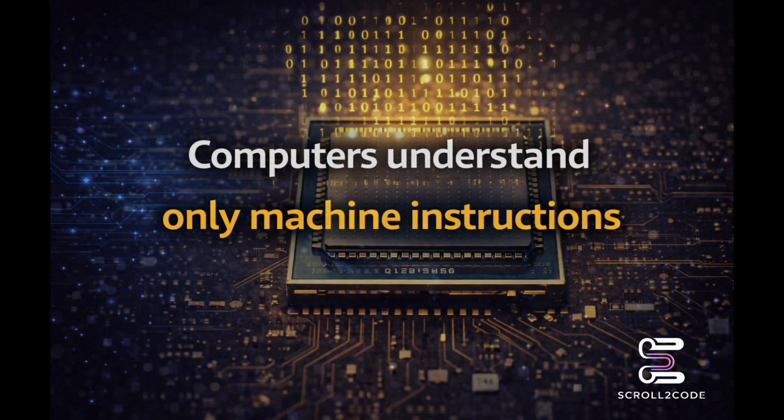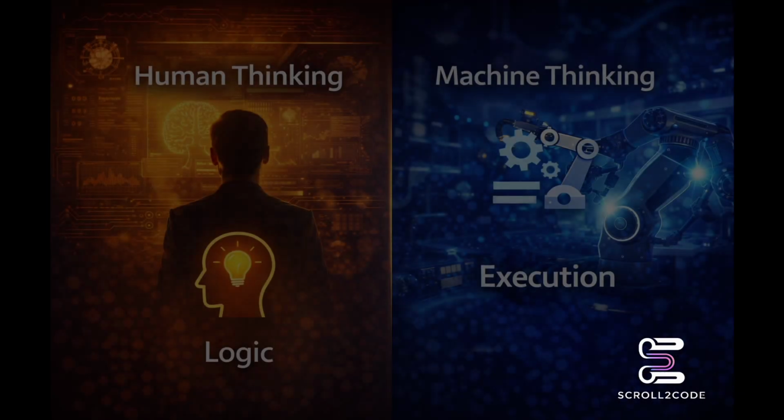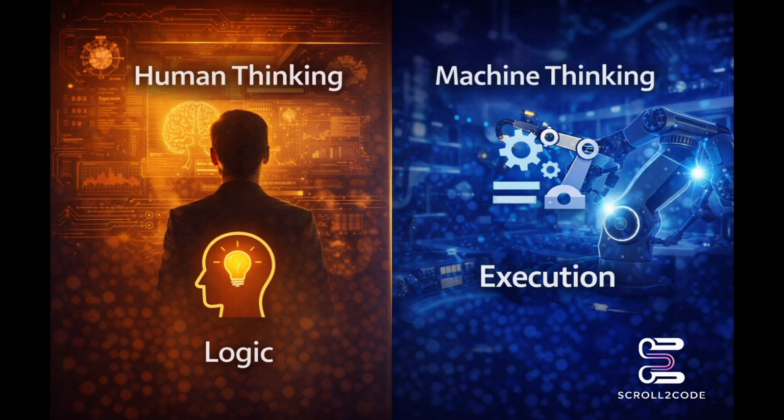A computer understands only machine instructions. These are very small steps, very exact steps executed in strict order. Every action, printing output, checking conditions, looping, happens only through these instructions. So, when you write C code, you are actually writing instructions for humans, and that creates a gap. Humans think in logic, machines work with execution steps.